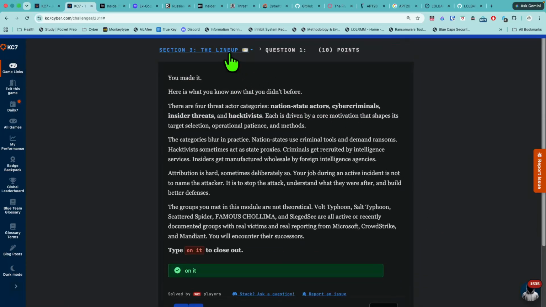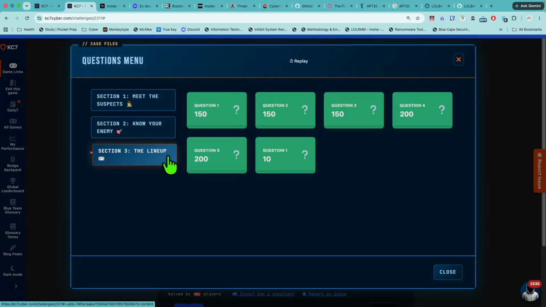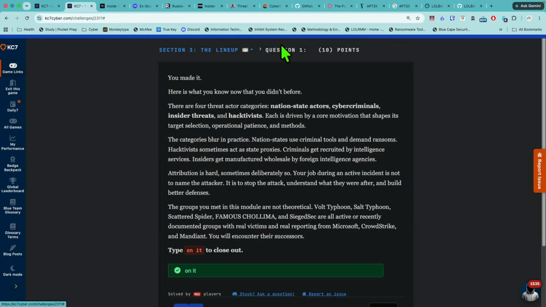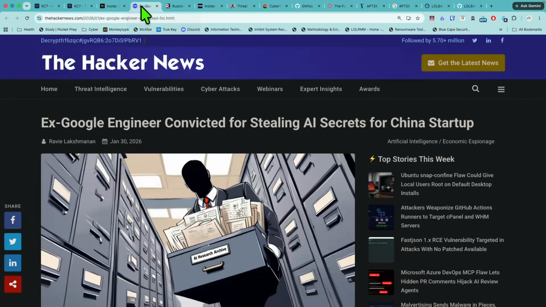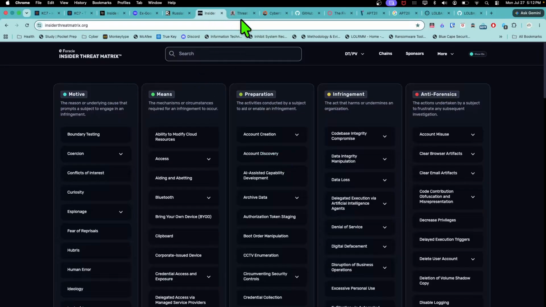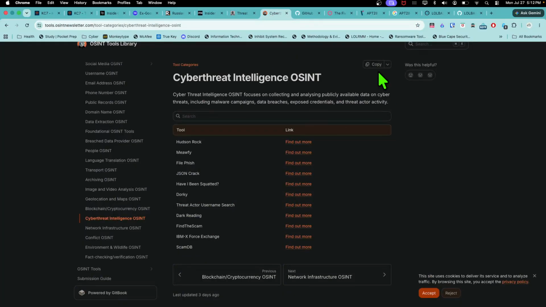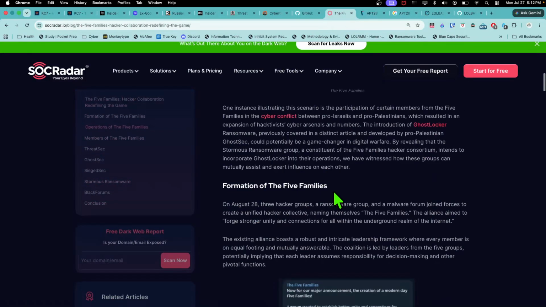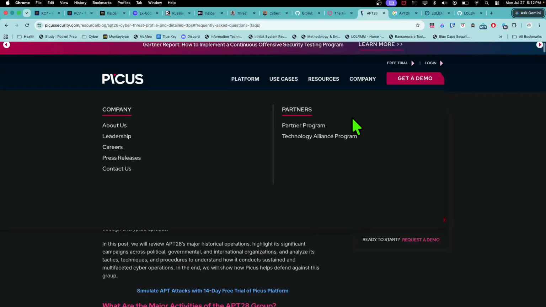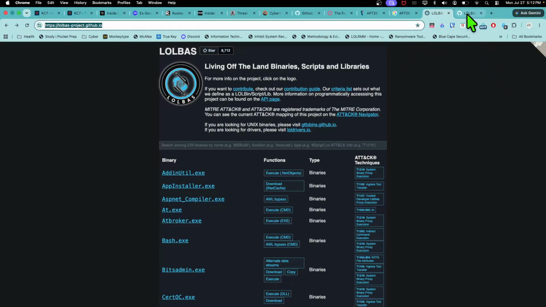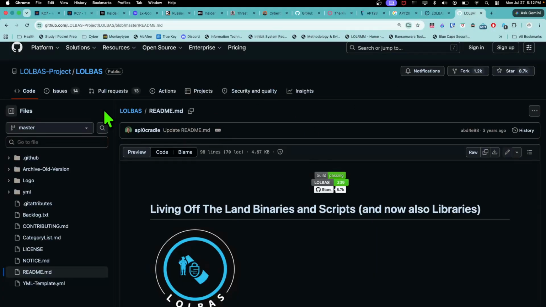Awesome! We have completed all the sections. Section 3, the lineup. Section 2, know your enemy. And Section 1, meet the suspects. And these are some of the resources that I used during my walkthrough, to give all credit to. Insider Threat Matrix, Threat Actor Username, Cyber Threat Intelligence OSINT, the GitHub for Threat Actor resources, and more, and the GitHub can be found here.